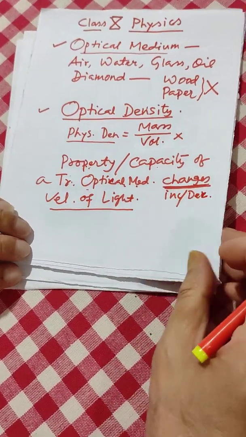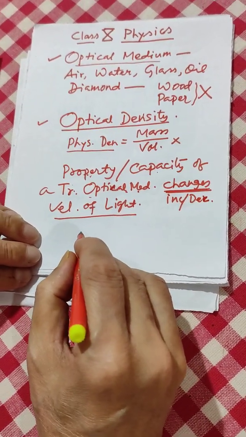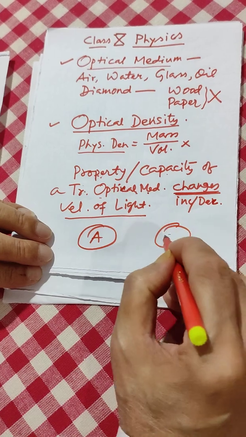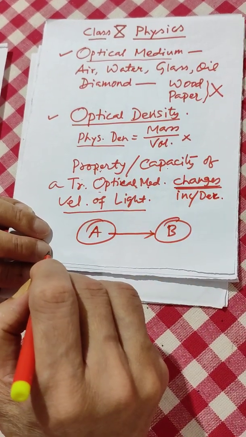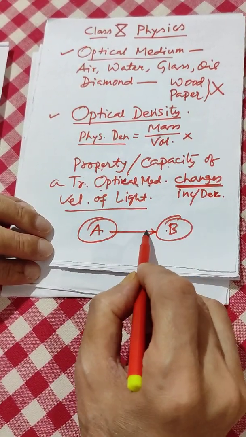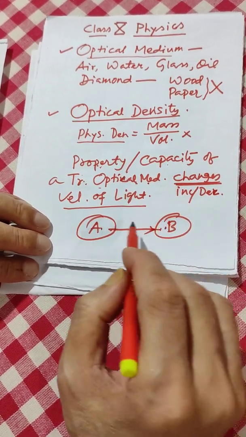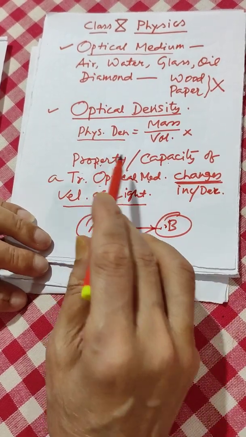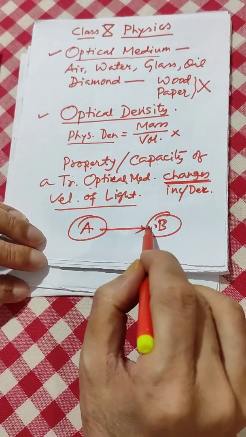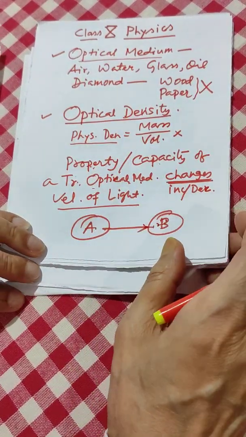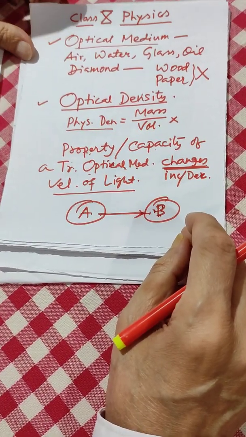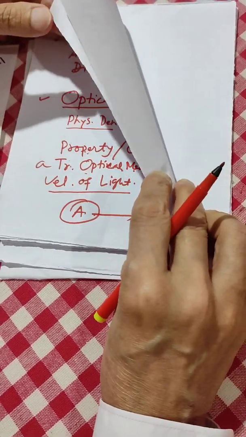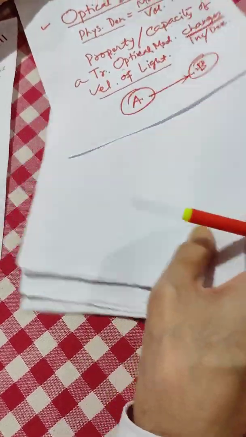You followed? So when light passes from one medium to another, suppose there is one medium A and another medium B. So these two are optical medium. Now suppose light passes from A to B. When light enters B, then B will increase or decrease its velocity. So B has a capacity or property to change the velocity of light as the light enters into it. So this capacity is called optical density of that medium. Now different media have different optical density.